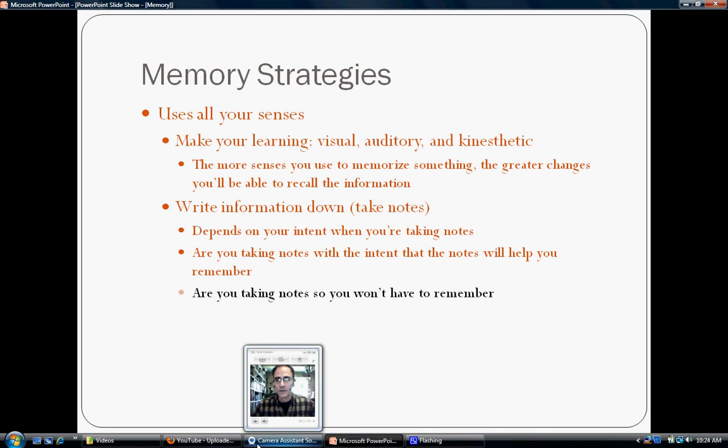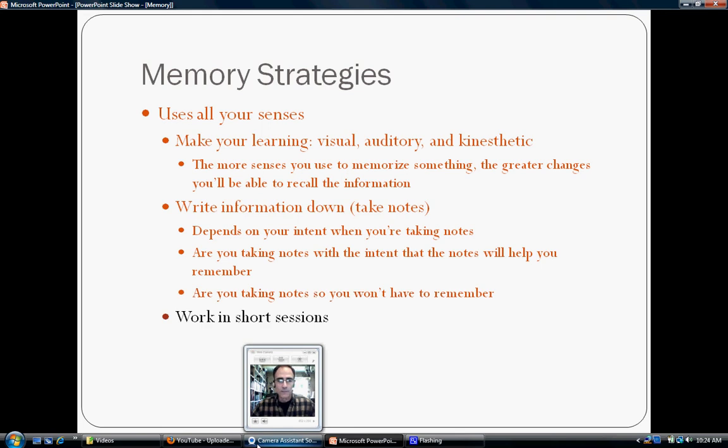Now there's a scene in the movie Indiana Jones and the Last Crusade. Sean Connery, Harrison Ford. Indiana Jones asks his father some question, and his father responds, "I don't remember." And Indiana Jones responds, "Well, you should remember, you wrote it in your journal." And his father responds, "I wrote it in my journal so I wouldn't have to remember." If you're taking notes so that those notes will help you remember, those notes will help you remember. But if you're taking notes with the intent that you don't have to remember because now that information is written down, then those notes will actually hurt your memory.